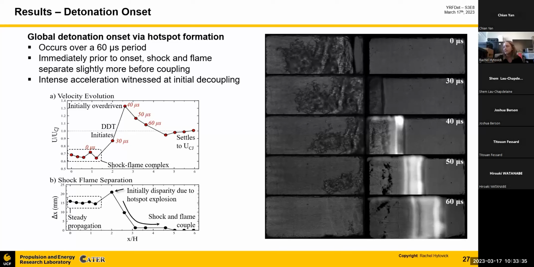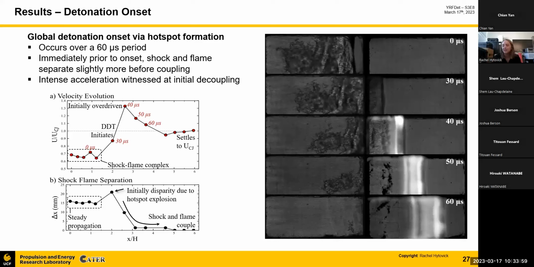And then over 60 microseconds at the end, we see a detonation. These images are taken at 100 kilohertz. Like I said, there's no local resolution in this image, but it does give a pretty good idea of what's happening. So we see the shock flame complex come in, and then at 30 microseconds, there's not a big band or difference between the shock and the flame, just qualitatively in the Schlieren.